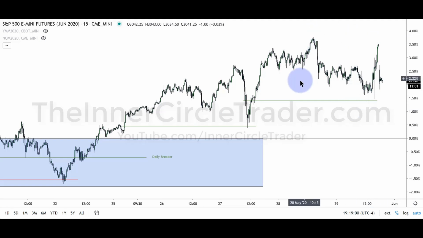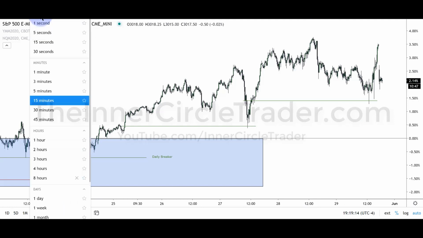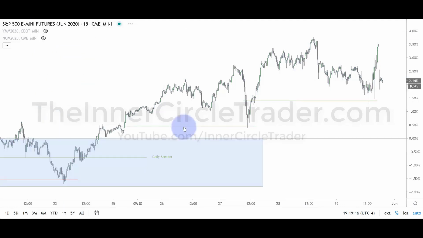So to me, it's just a phenomenal way of deciphering price action and giving you a real underlying perception of the buying and selling of smart money trading. All right, so let's move out to an hourly chart on the E-mini here.